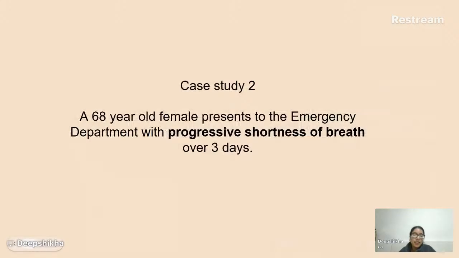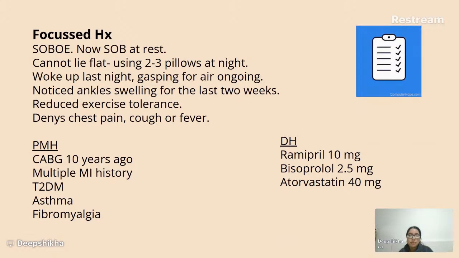Let's move on to the second case. So we've got a 68-year-old female. She presents to the emergency department with progressive shortness of breath over 3 days. So we know how acute this is. This is over 3 days. This is not fully within minutes or hours. This has been going on for 3 days now.